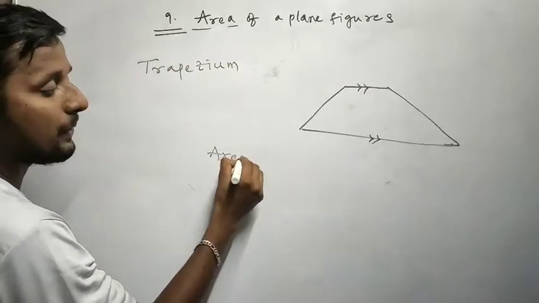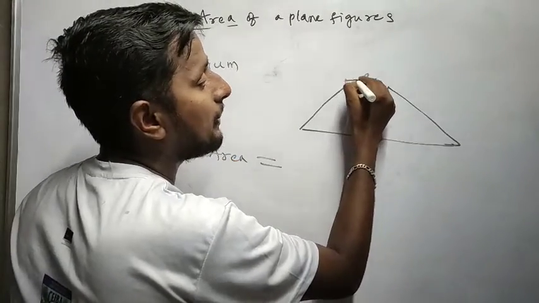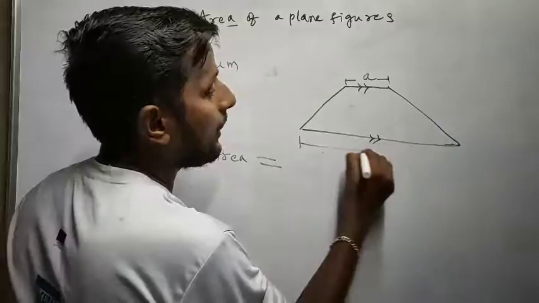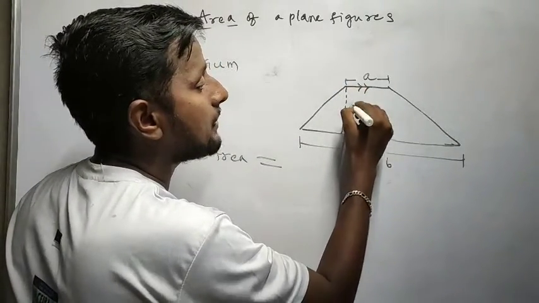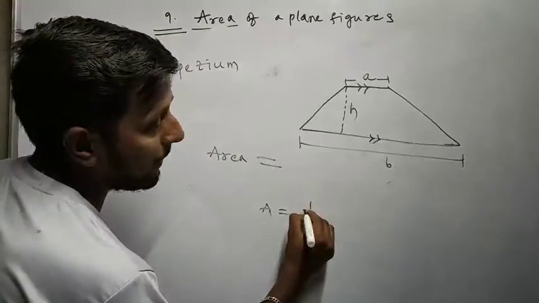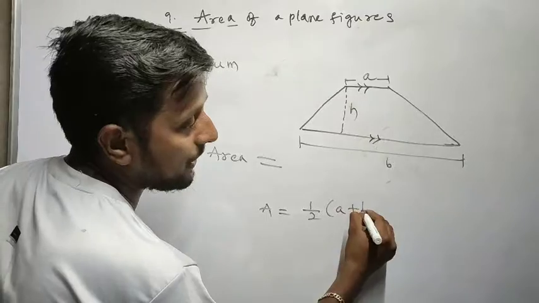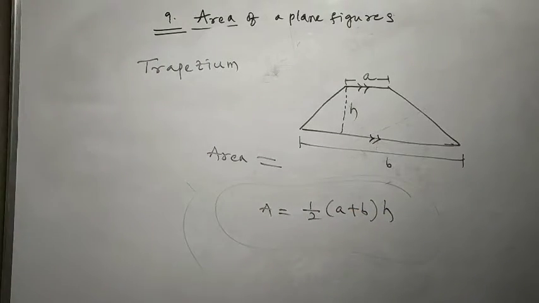Now the area of a trapezium formula. Look, if the length of the top side is A, the bottom side is B, and the distance between them is H, then the area of a trapezium formula is half into A plus B into H.